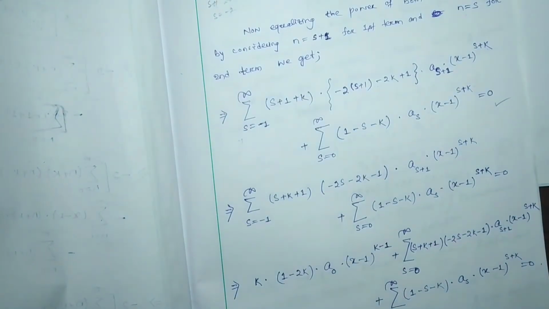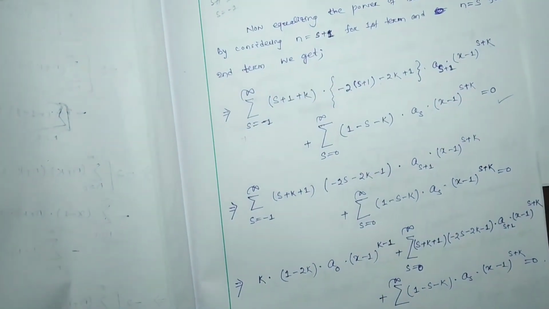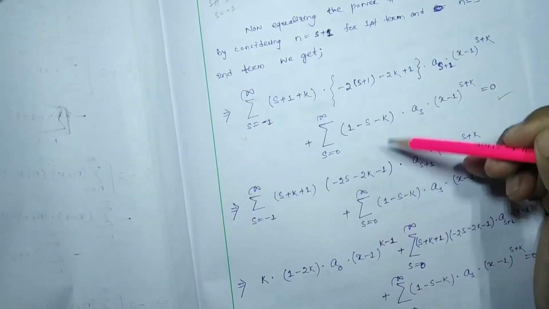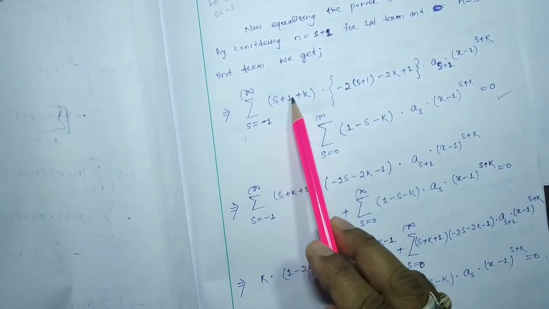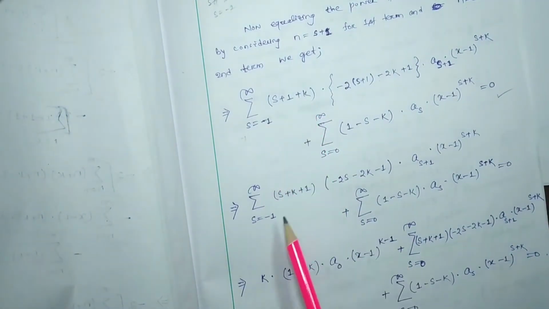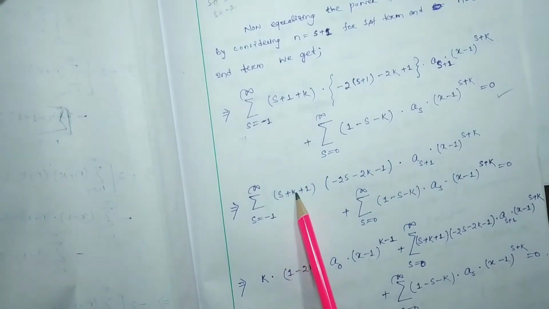Now, further simplification, what we can find, you just watch. See, s plus k plus 1, s plus k plus 1. Here s plus 1 plus k, I have written s plus k systematically, s plus k plus 1.